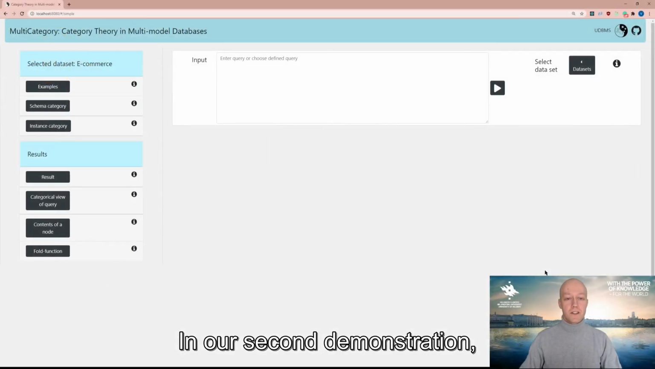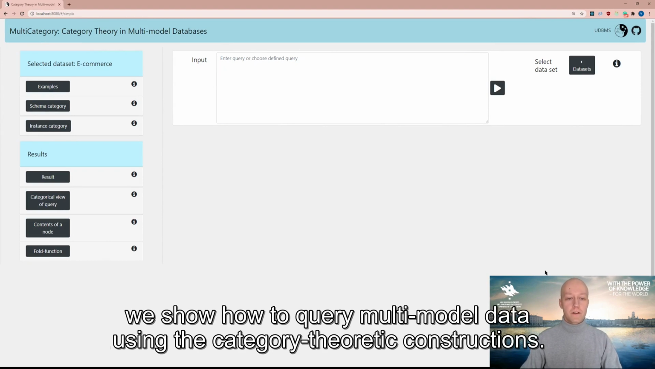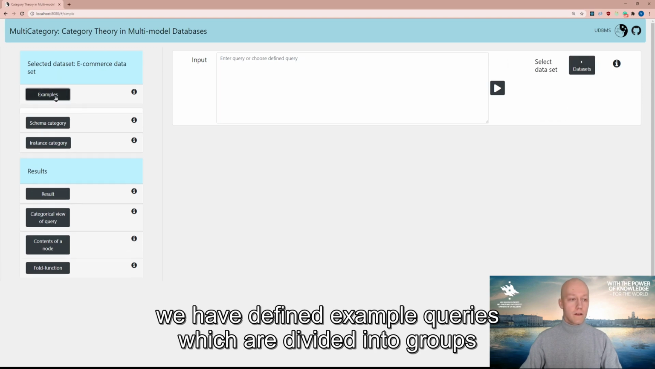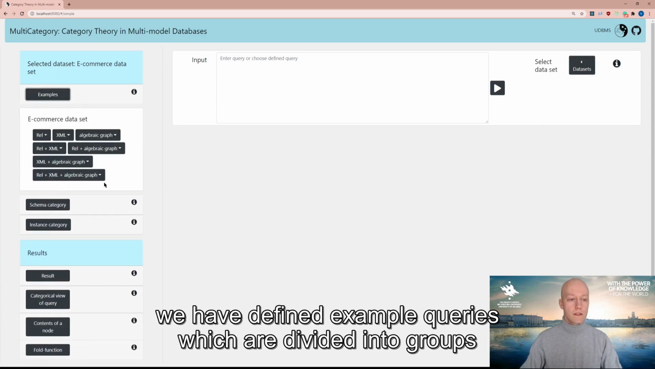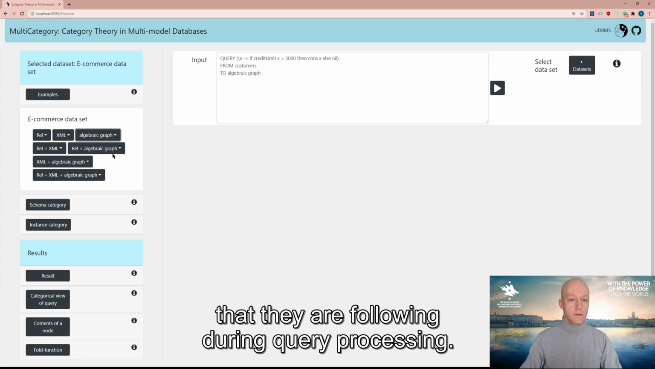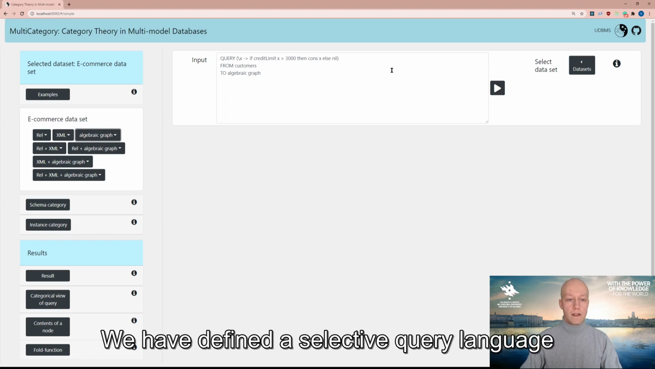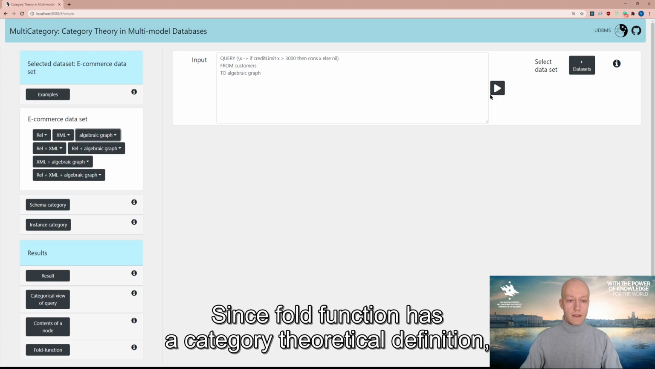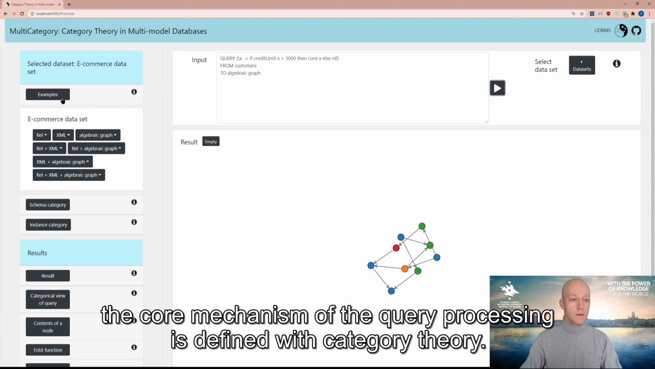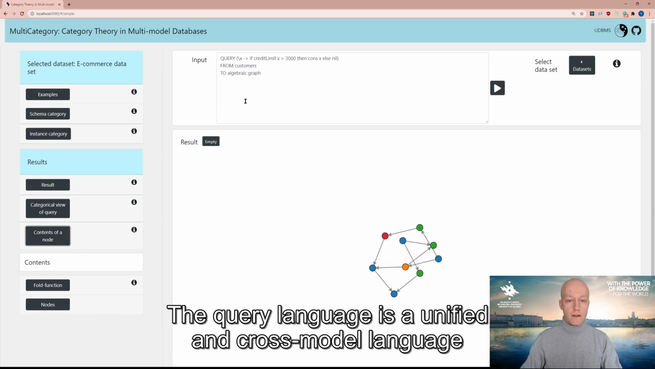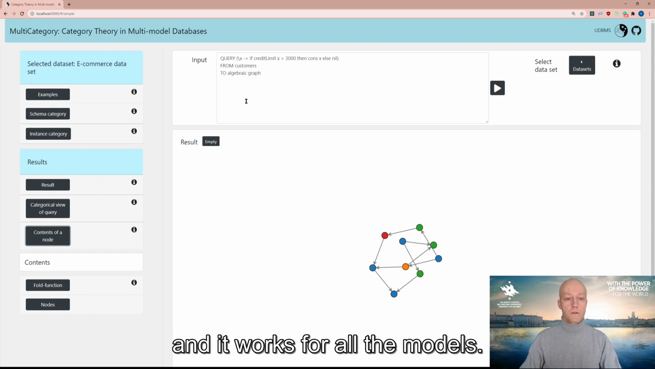In our second demonstration, we show how to query multimodal data using the category theoretic constructions. For the chosen dataset, we have defined example queries which are divided into groups with respect to the data models that they are following during query processing. We have defined a selective query language that is based on the idea behind the Haskell fold function. Since the fold function has a category theoretical definition, the core mechanism of the query processing is defined with category theory. The query language is a unified and cross-model language, and it works for all the models.